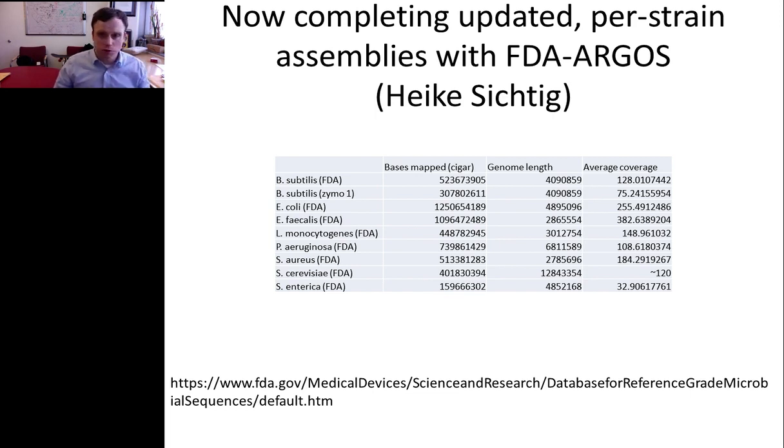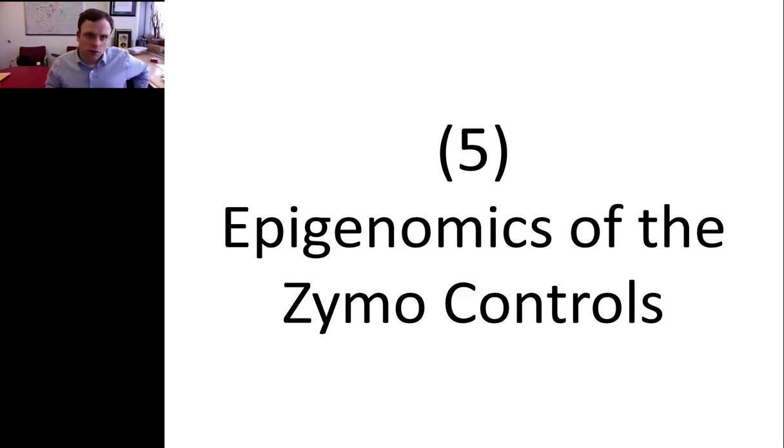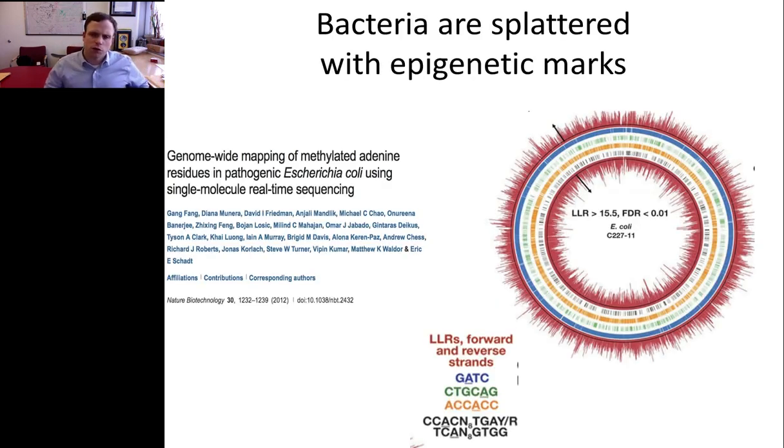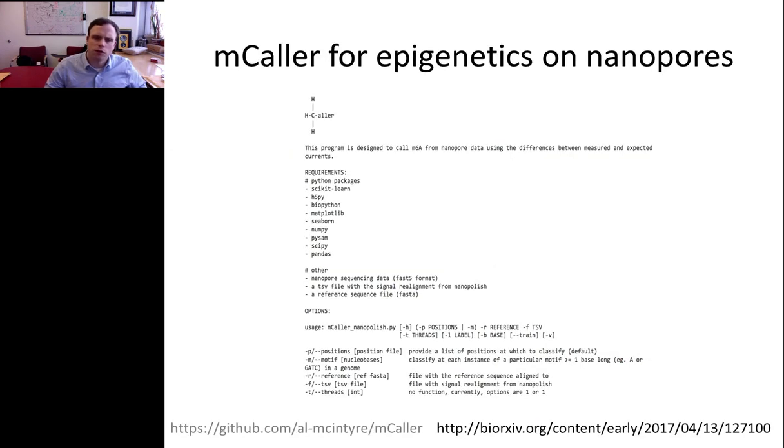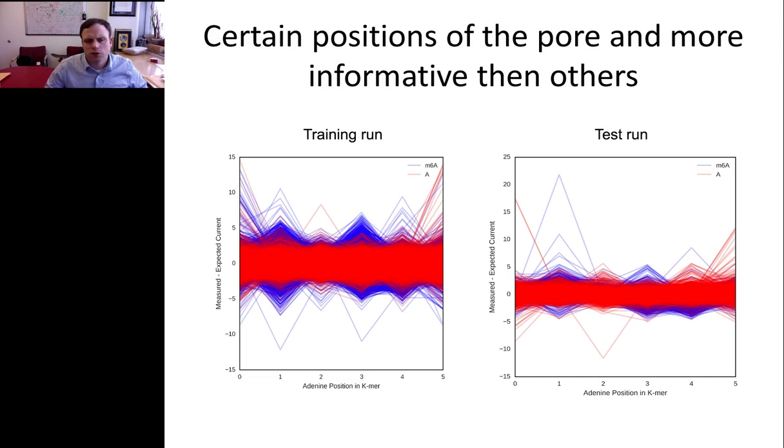And so I can give you a little bit of a preview of what we've seen so far. In particular, as many of you probably know, methyl-6A is a very common modification of adenosine found especially in bacteria. This is one of the first data sets that looked at this. And we've developed a base caller for nanopore sequencing to call epigenetic modifications in nanopore data. And in particular, what we look at is the current information, the deviation from expected current. This is the training run versus the test run for an algorithm called mCaller.